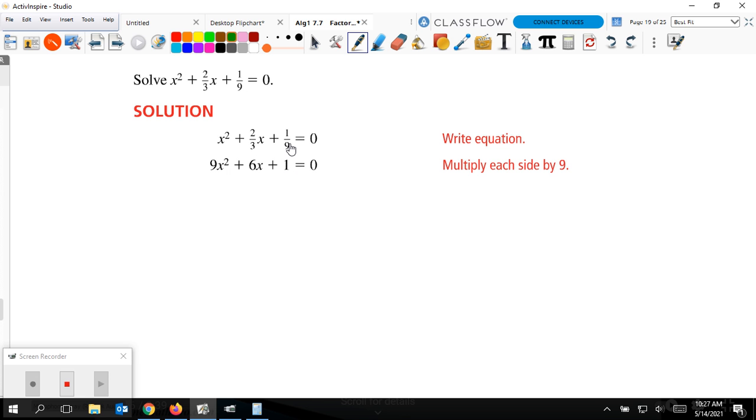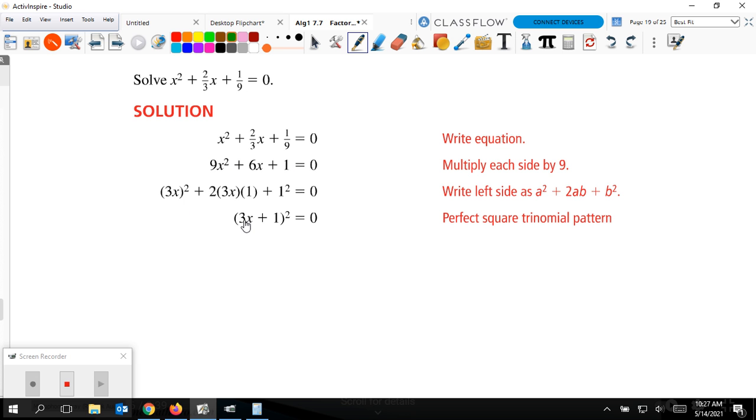It would cancel the 9 out. This one's going to cancel 3 out, but then it's going to be 2 times 3 on top. And now I can factor this. It's a trinomial square as well. That's going to be 3x, and this is going to be a 1. So we could see it's going to be (3x plus 1) squared.